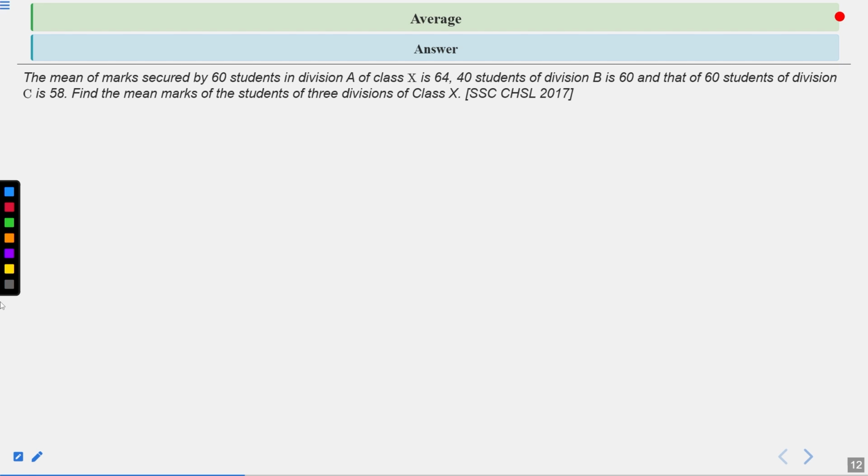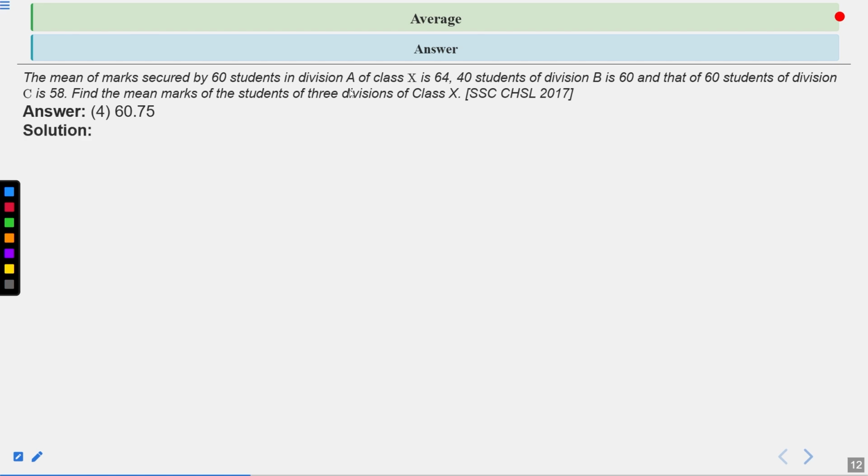The question says that the mean mark secured by 60 students in division A of class 10th is 64. So we can calculate the total marks secured by the 60 students: 60 into 64. In the same way, the mean of 40 students of division B is 60, so multiplying 40 into 60, we get the total marks of division B. In the same way, 60 into 58 gives the total marks of division C students. Then we can calculate the average of all three divisions of class 10th. So the correct answer of this question is the fourth one, which is 60.75.